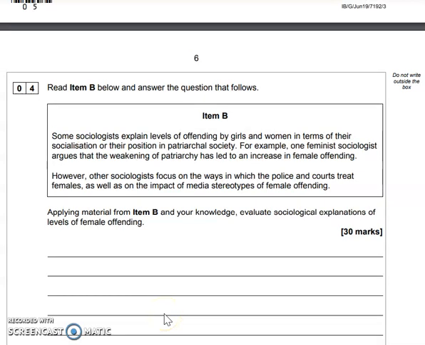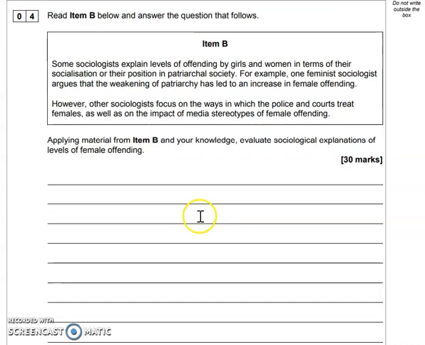Your next question is question 4. This is your 30 marker, and students should be spending at least 45 minutes on this answer. It is also recommended that for these longer answers students should be planning their answers, organising their thoughts, getting it onto paper before they start to answer it.